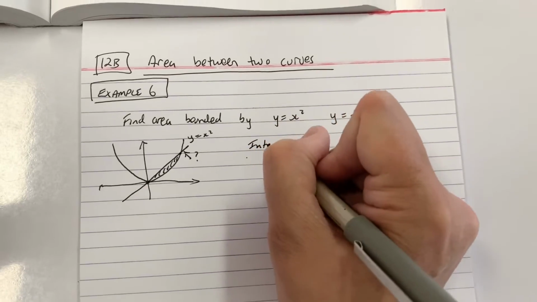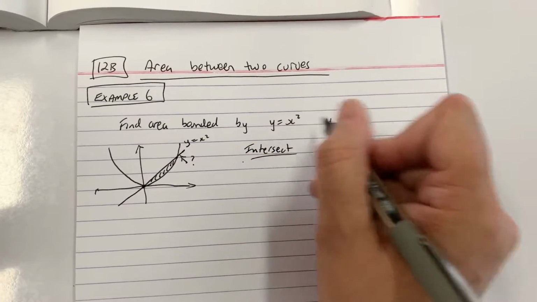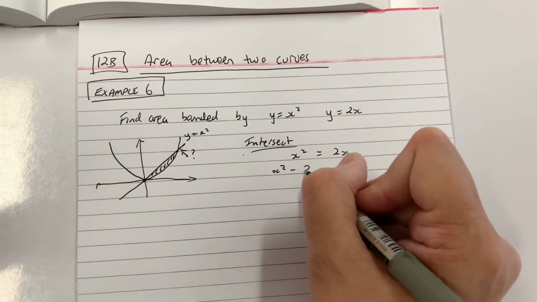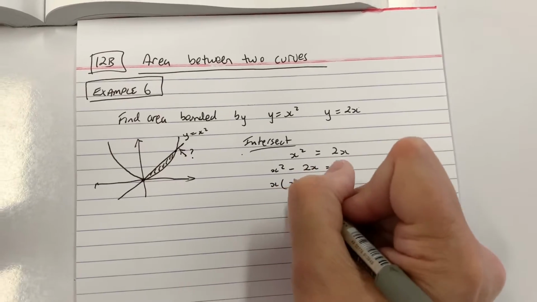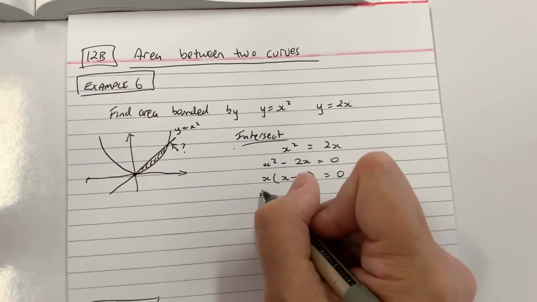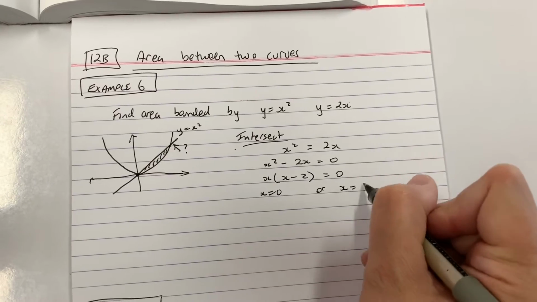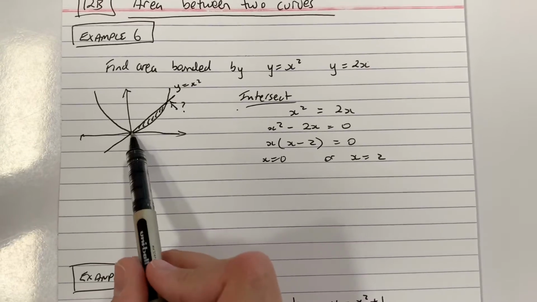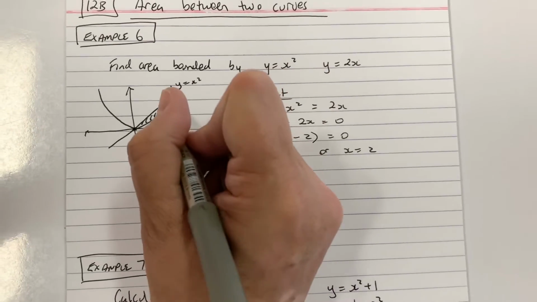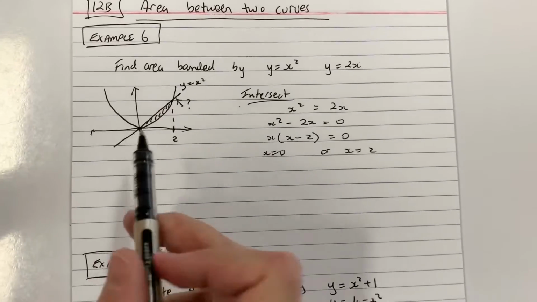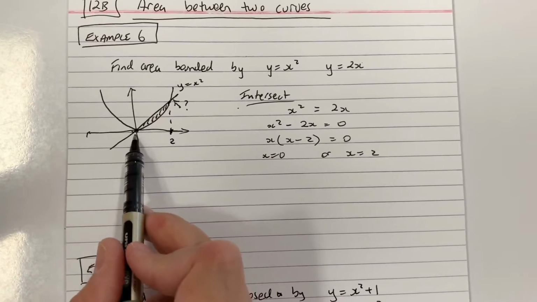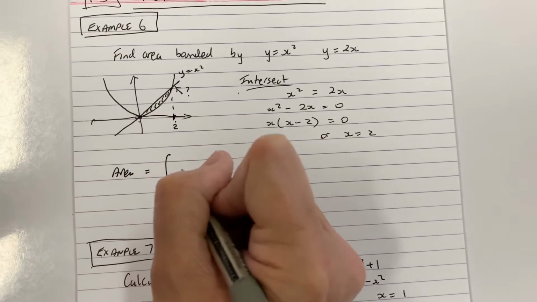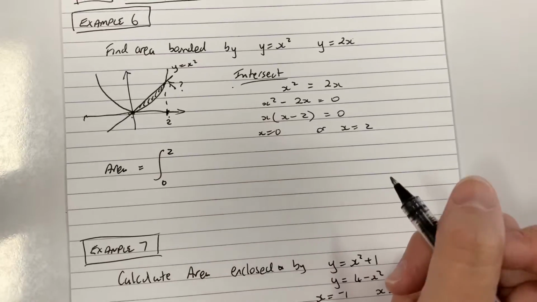So we want to find when they intersect. So we're going to have x squared equals 2x. That's going to be x squared minus 2x equals 0. If I factorise, I get my answers at x is 0 or x is 2. Just showing us that x is 0 is one of our possibilities, and this is x is 2. We need the two x values because they're our bounds for our integration. So our area is going to be the integration from 0 to 2.